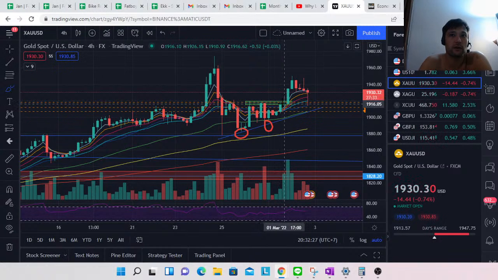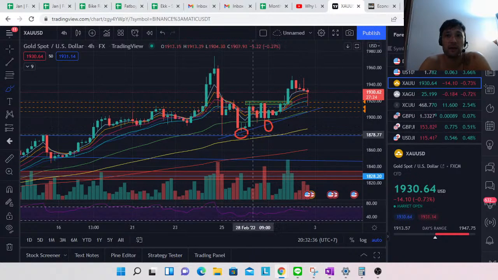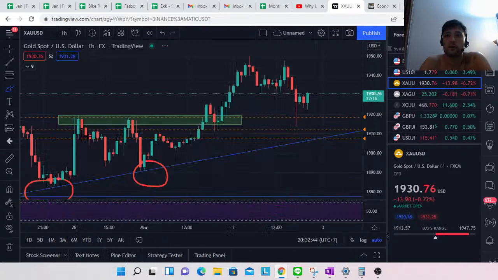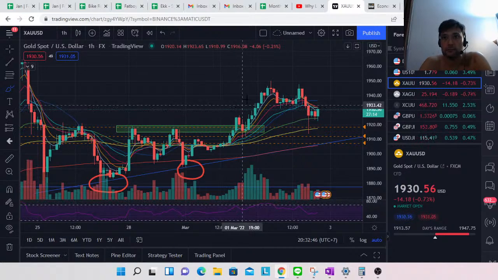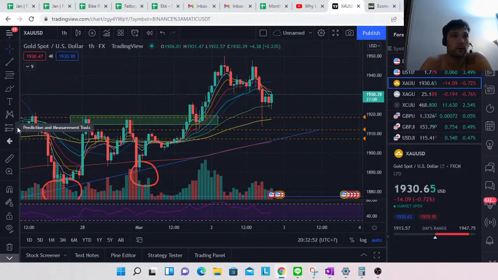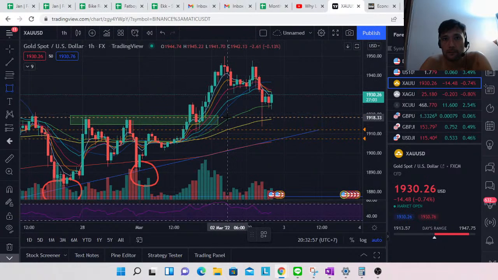You could argue that, on the 4 hour chart, we're actually just now making 1920 support. And anything between 1920 and this upward trend support line here, I think is a good position to be looking at buys right now. So going back to the hour chart, what is the exact range here? I'll actually draw it out. Go with the rectangle here.